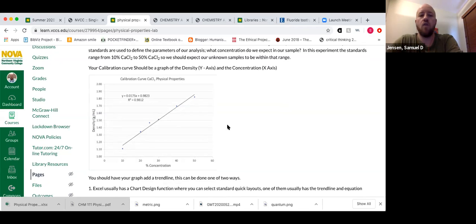So you have a set of standards, one that's 10%, one that's 20%, one that's 25%, one that's 30%, one that's 40%, and one that's 50%. And we're seeing how the instrument responds to a change in concentration. As we change the concentration, the response from the instrument goes up. In this case, the density goes up in a linear fashion with the concentration.